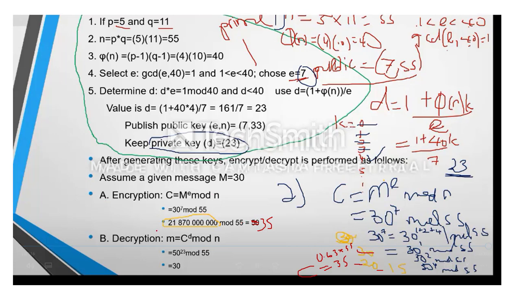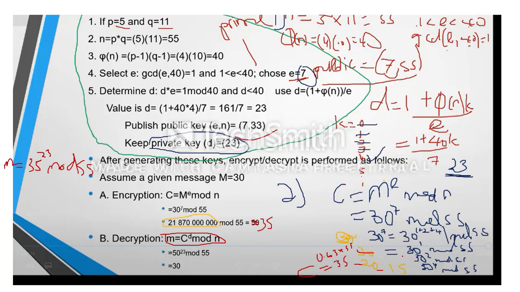Now we need to decrypt, and to decrypt, use this formula that is given here. We now have all the variables. To get your M, which is the original message, you need your C, which you just computed, 35 being raised to the power of D, that we computed here. So being raised to the power 23 mod N, which is 55.